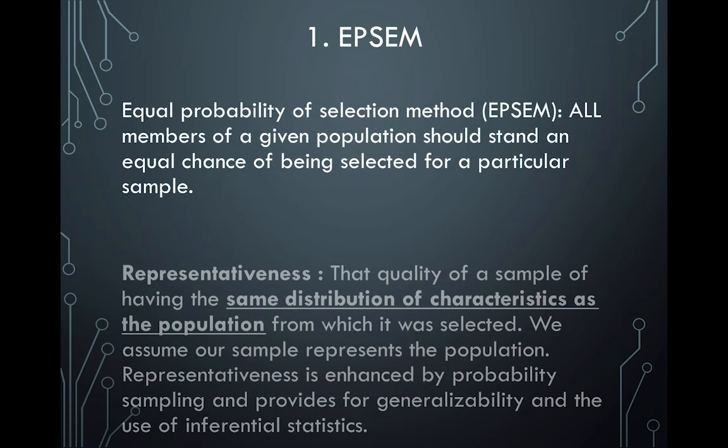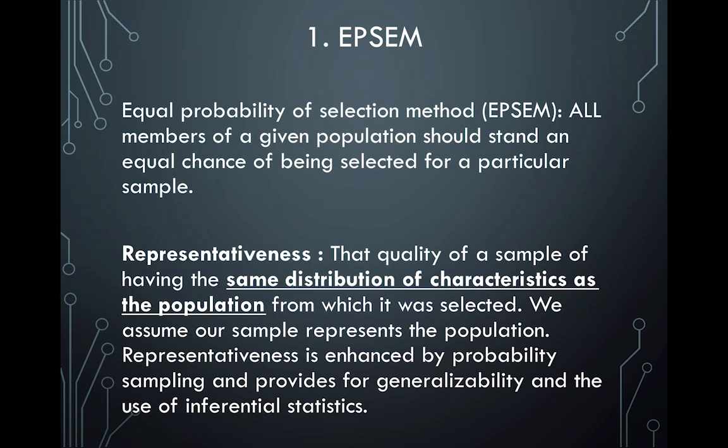Epsom sounds like something you pour into a bath to make it more comfortable, like Epsom salts or something. But no, it's an acronym. Equal probability of selection method, EPSEM. So very basic. Sounds all fancy. It's just all members of a given population should stand an equal chance of being selected, right?